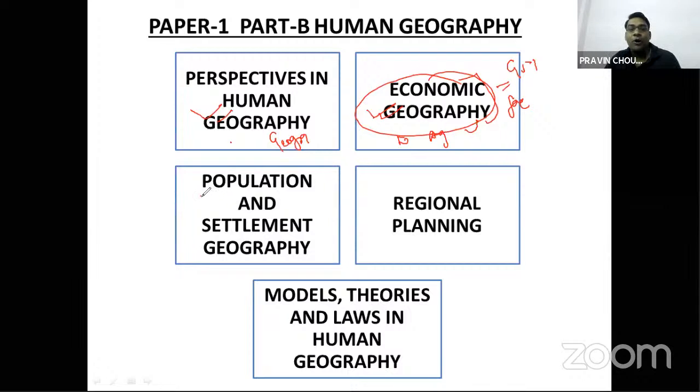Third one is population settlement geography. This is not a detailed syllabus. The idea here is just to give you what you have to study in human geography and what you have to study in physical geography. In population settlement geography, we study the theories of population and the reasons for migration of people. Because of climate change, people are migrating from one part of the country to another. So what are the various reasons for migration? Settlement, like rural settlement and urban settlement, we'll study in population settlement geography.